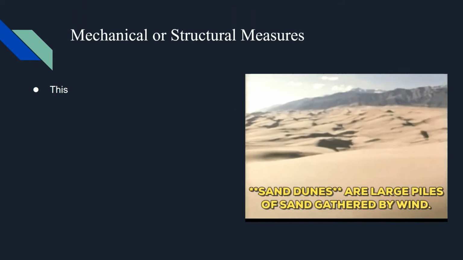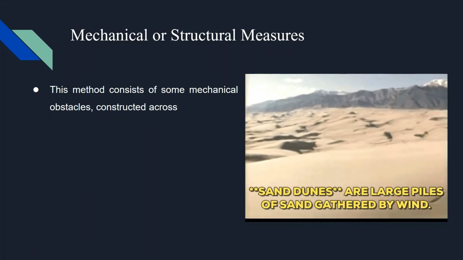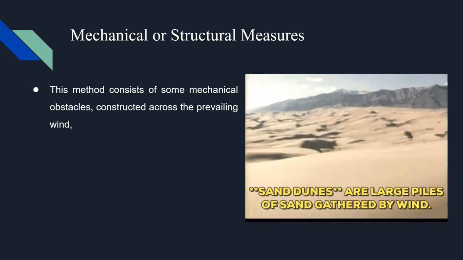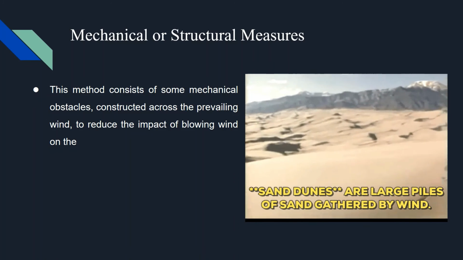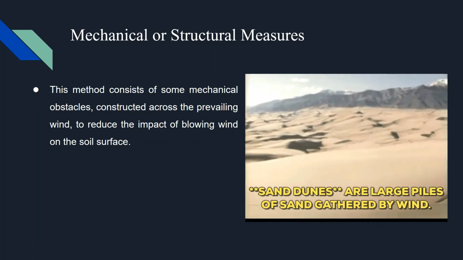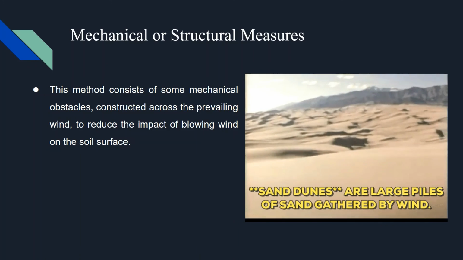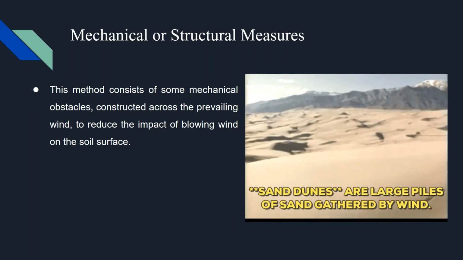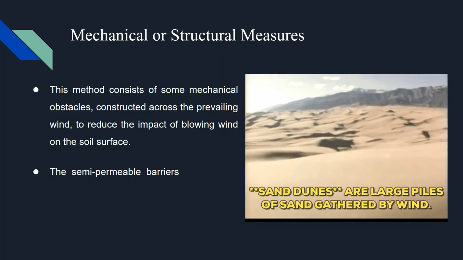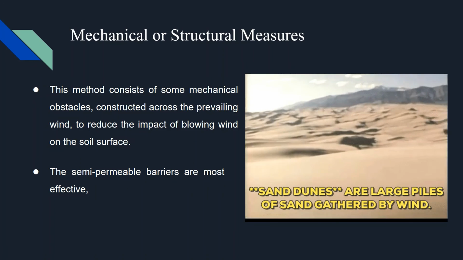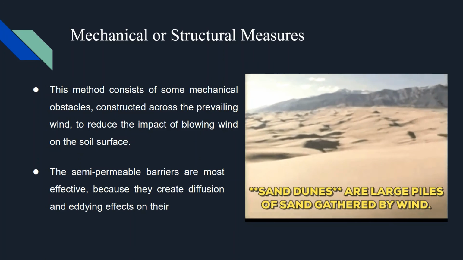Mechanical or structural measures. This method consists of some mechanical obstacles constructed across the prevailing wind to reduce the impact of blowing wind on the soil surface. These obstacles may be fences, walls, stone packing, etc., either in the nature of semi-permeable or permeable barriers. These semi-permeable barriers are most effective because they create diffusion and eddy effects on their downstream face.